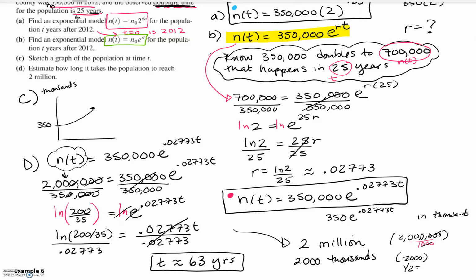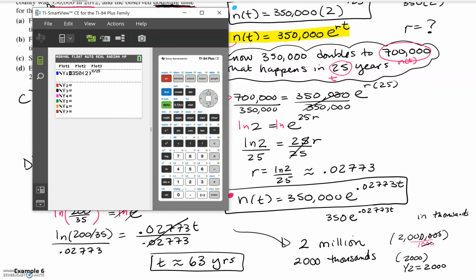So I'm going to go put in Y2, 2,000, and see when my population reaches 2 million. Again, I repeat, since my Y scale on my TI, I chose to have it in thousands, 2 million will be equivalent to 2,000. And if I look at the graph, it'll tell me that at a certain point I will reach 2 million. So I'm going to use second, trace, and I'm going to use 5 for intersect. Is that the first curve? I'm going to say yes. Is that the second curve? I'm going to say yes.